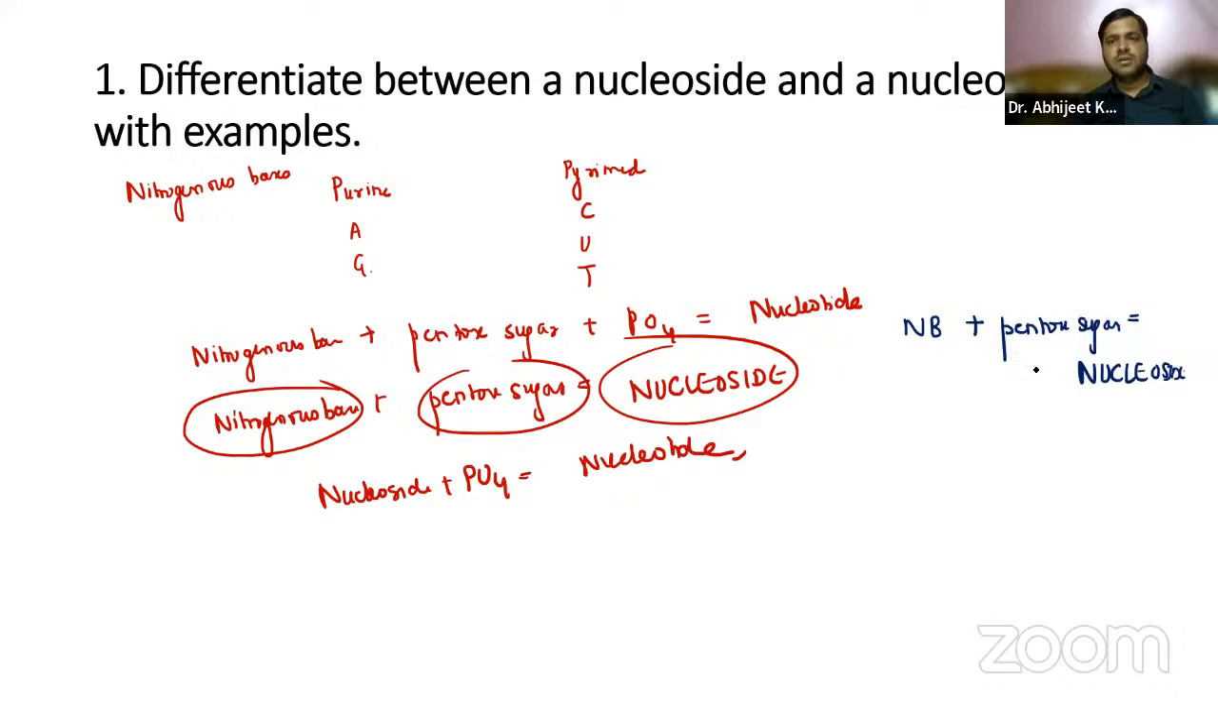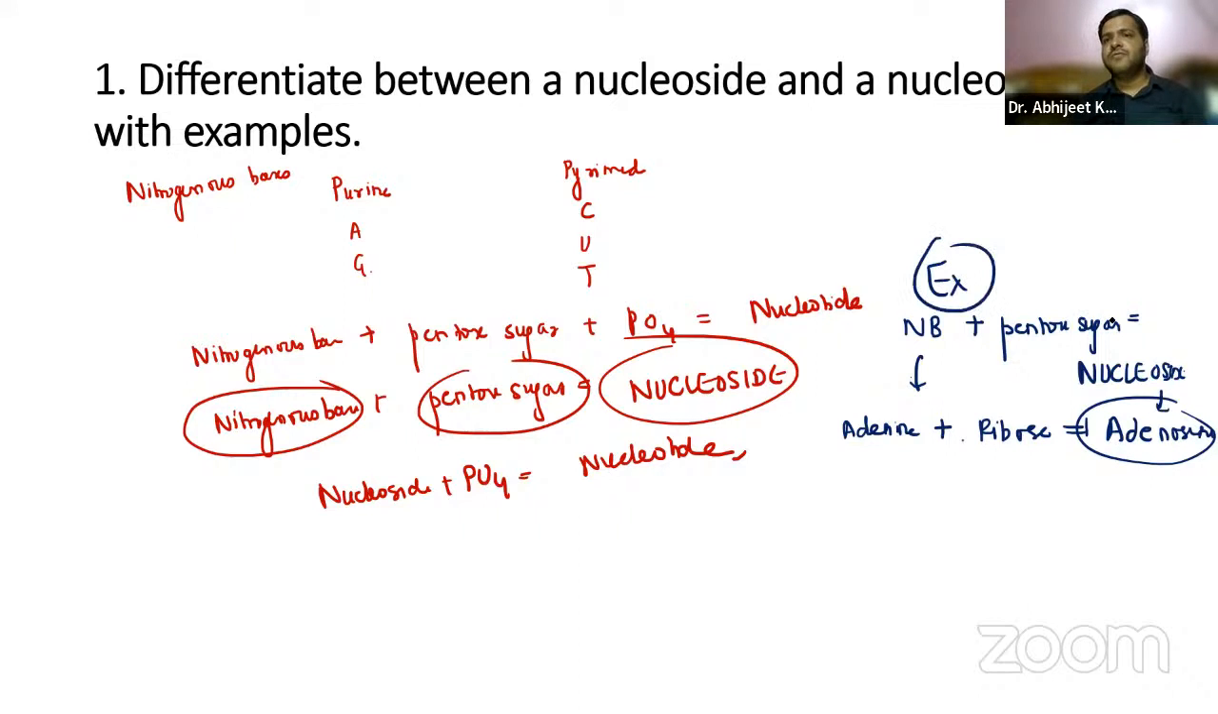Nucleoside, right? So nitrogenous base, if we take as adenine, and if we are taking the ribose as the sugar, it can be ribose or deoxyribose. So it is called adenosine. So the nucleoside will be adenosine. These are the examples of nucleoside. Now let us take another example.